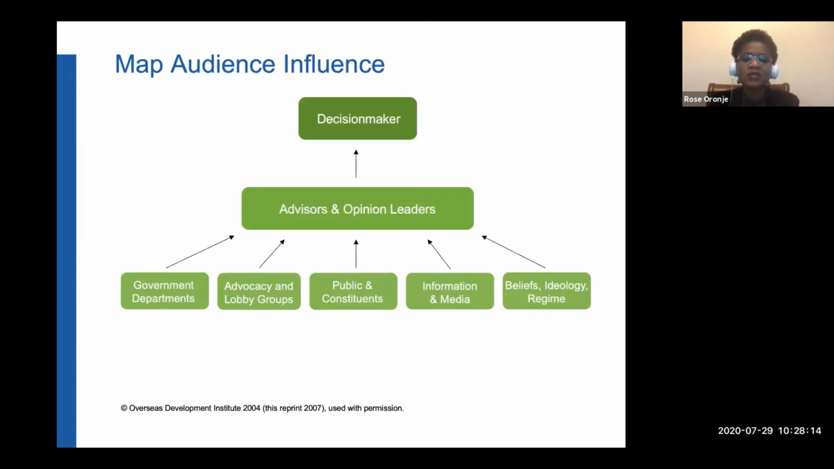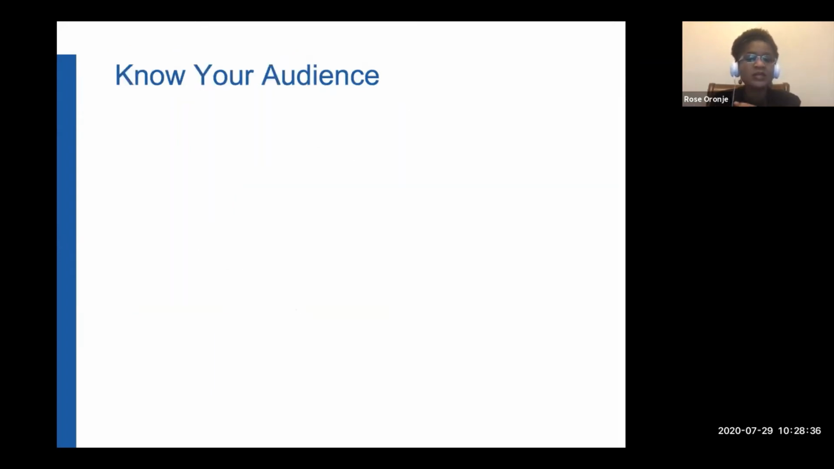And so thinking about mapping how they are connected to other audiences and other actors is important, because it might give you opportunities of, should I maybe focus more on the advisors and opinion leaders than maybe just trying to chase the minister, who is very hard to reach. So it is important for you to map as well the links between different types of actors that you're trying to influence.